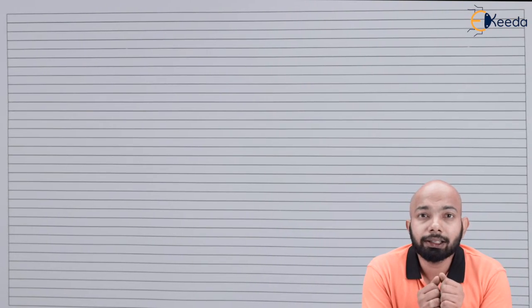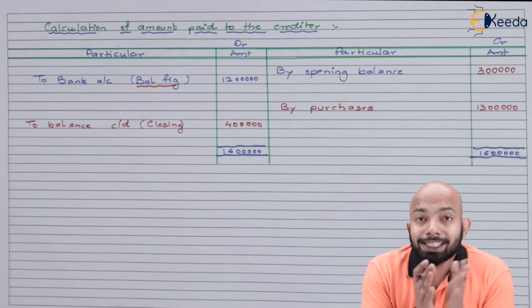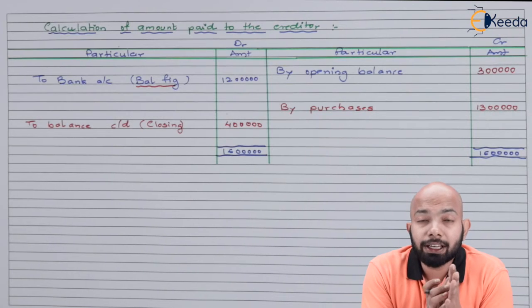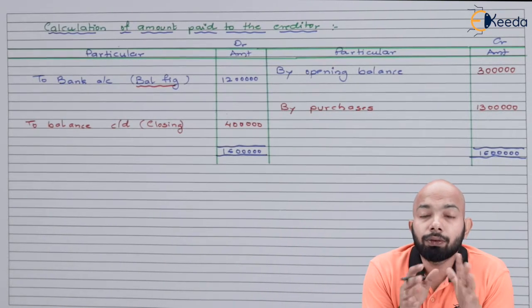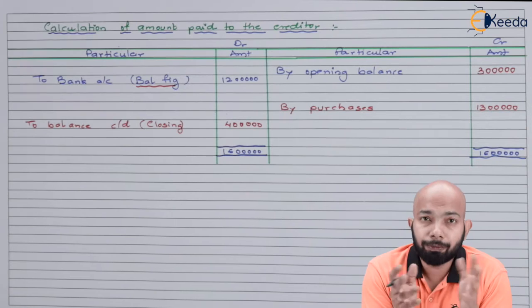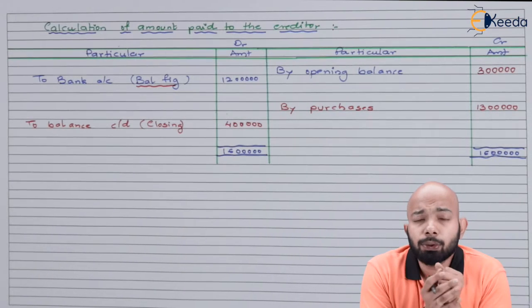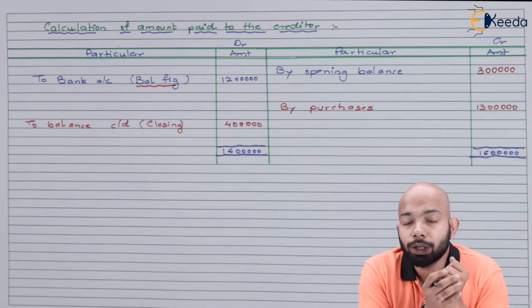So let's start with that calculation then. Now, the second part of this specific phase 1 problem has been prepared. We were supposed to figure out how much amount we have paid to the creditor. That means we're supposed to prepare a creditor's account. So this is what we have prepared.